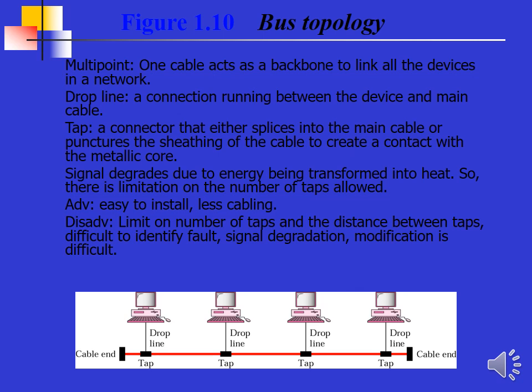Bus topology, multi-point, one cable acts as backbone to link all the devices. You see there is only one cable. Drop line, a connection running between the device and the main cable. Tap, a connector that either splices into the main cable or punches the sheathing of the cable to create a connection with the metallic core. Signal degrades due to energy transformed into heat, so there is a limitation on the number of taps used.